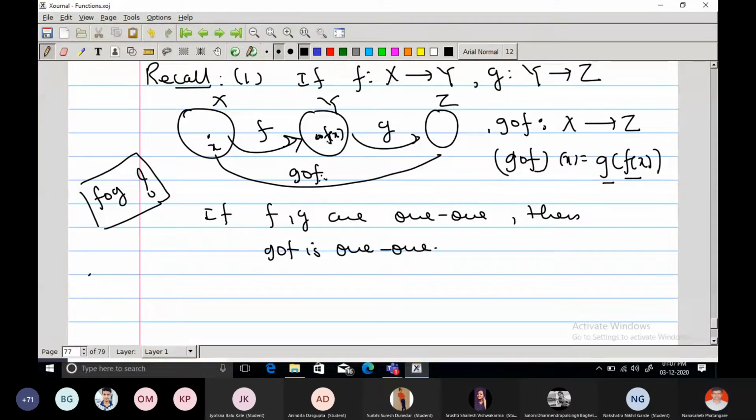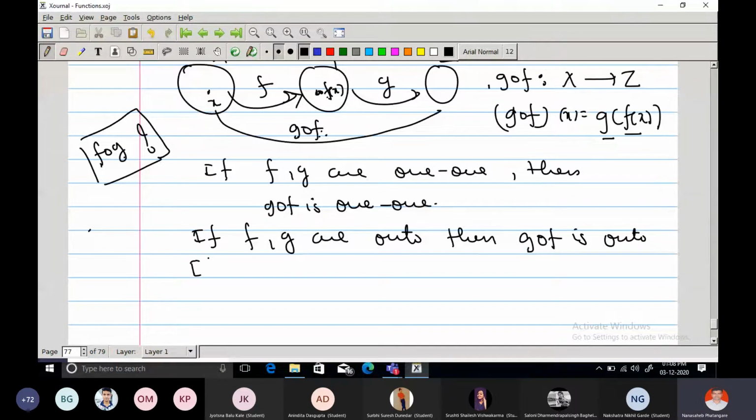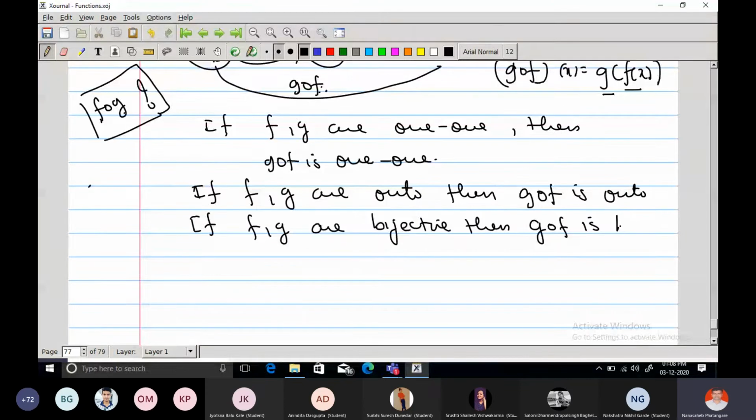Yes. Yes, sir. Okay. Now further, if f and g are onto, then what we saw is that the composite function is onto, right? Combining these two statements, if f and g are bijections, then what can we say about the composition? Composition is also bijective, right? This is what we discussed last time.